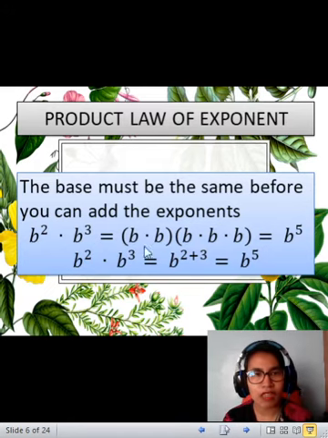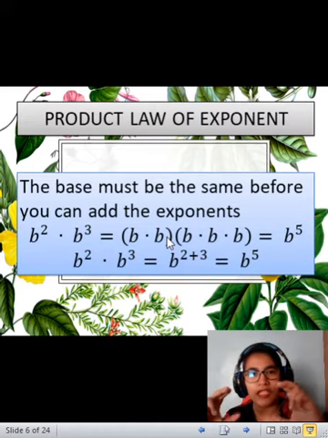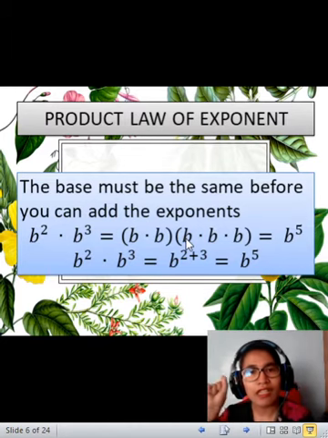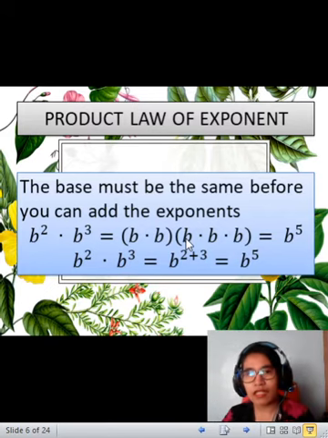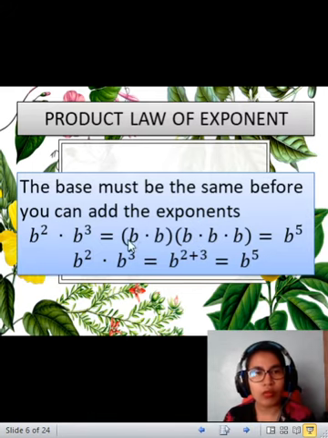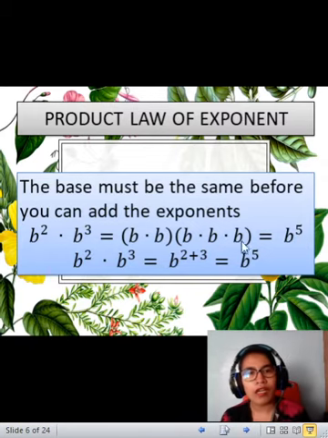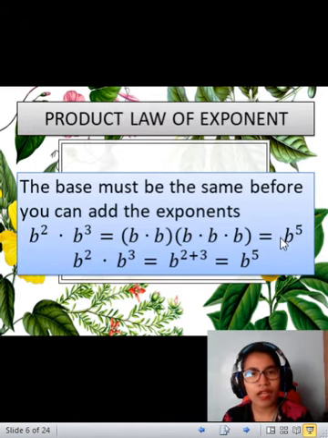B squared will be b times b. Put it in a parenthesis. Don't forget that parenthesis. Then we can have another parenthesis for the b cubed. So you have b times b times b. To be multiplied is equal to, if you will count those b, you will have 1, 2, 3, 4, 5. So therefore your exponent now will be b raised to 5, or b to the 5th power. You can have that solution, or you can have this solution below, the simple version.